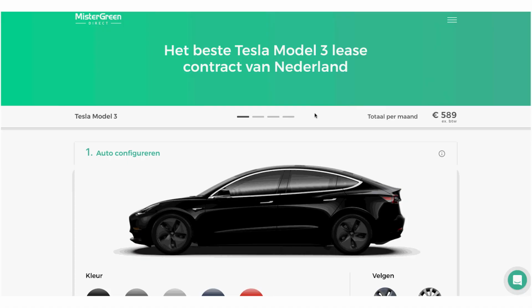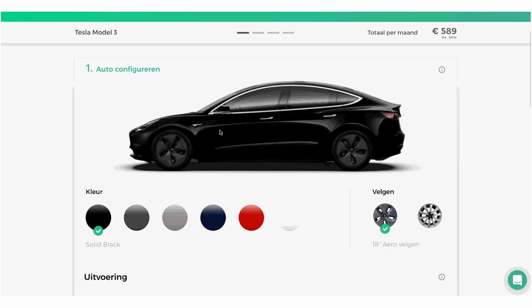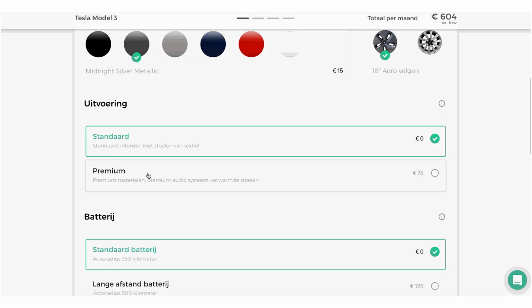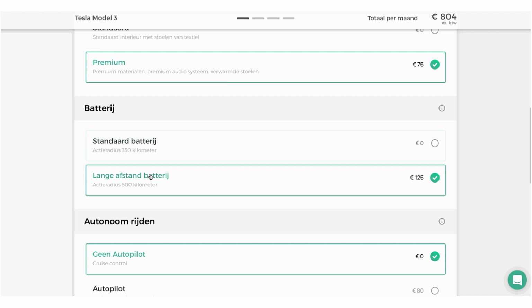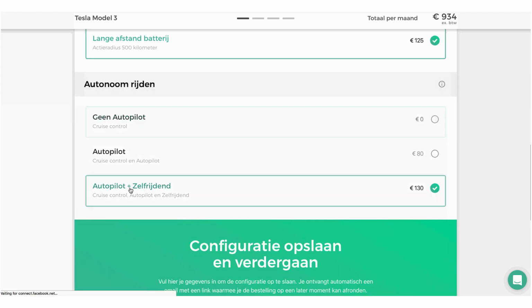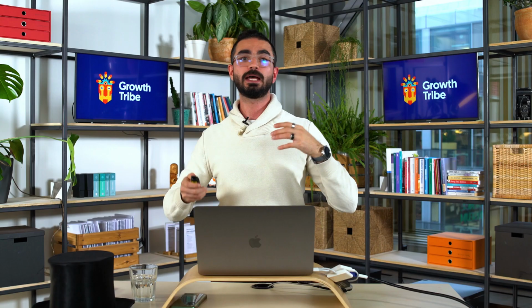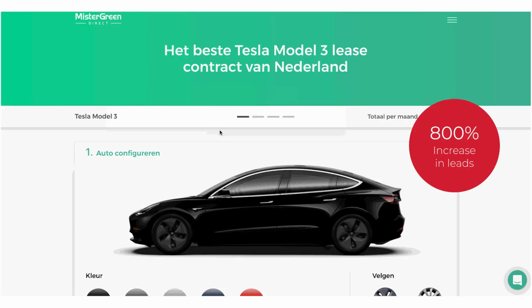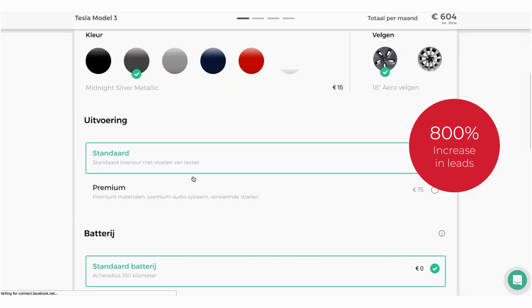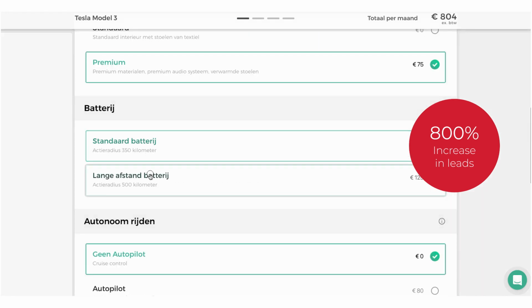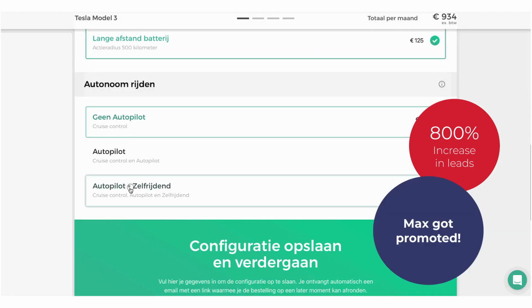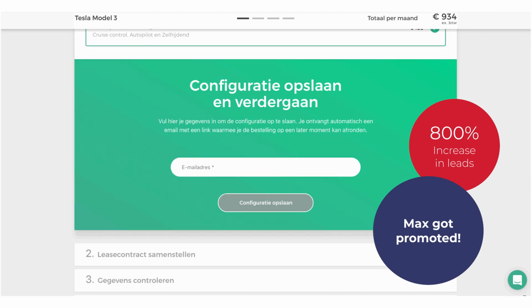And after they got enough data that the experiment works on the MVP itself, they decided to implement everything on the main website. And based on the data, of course, again, they saw that they had an 800% increase in leads, and Max, who was behind the idea and the experiment, got promoted to head of growth at Mr. Green. So that's how you can test with an MVP.